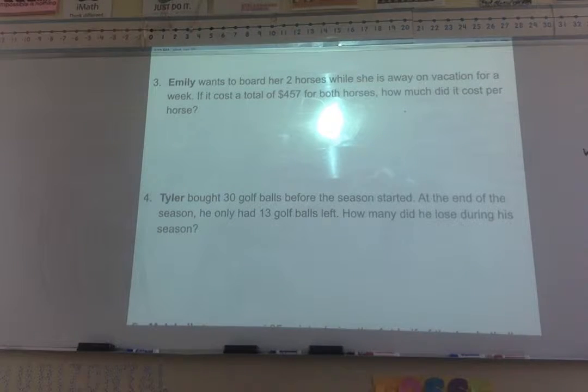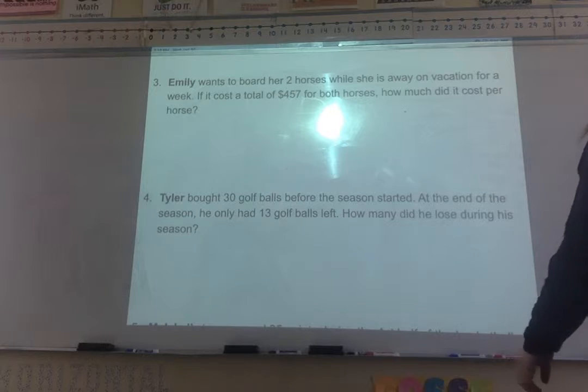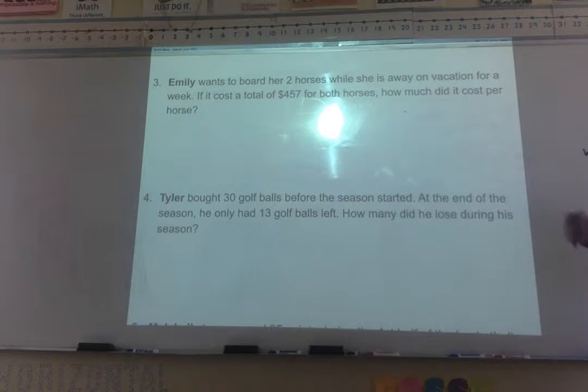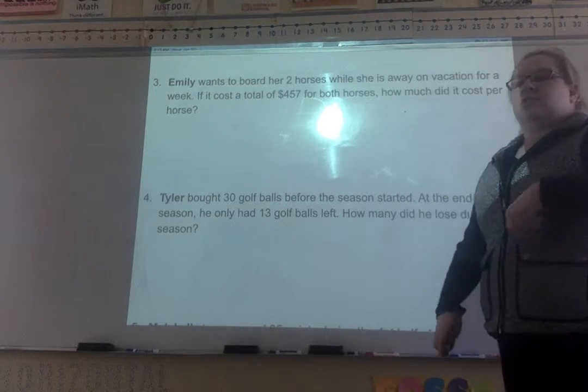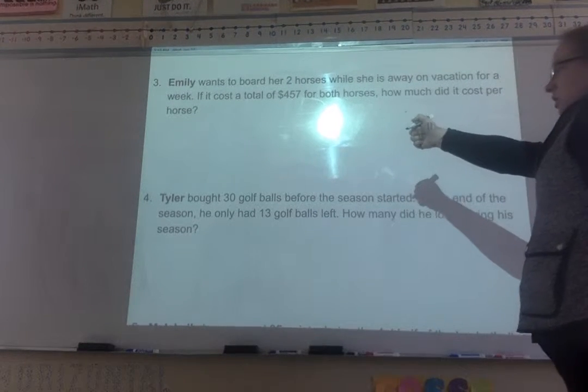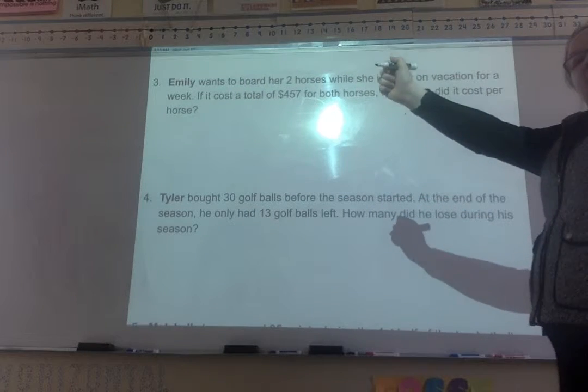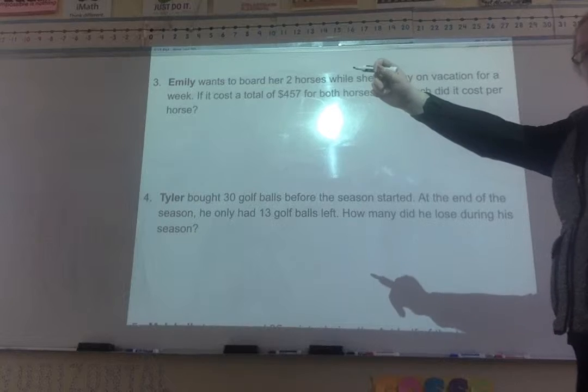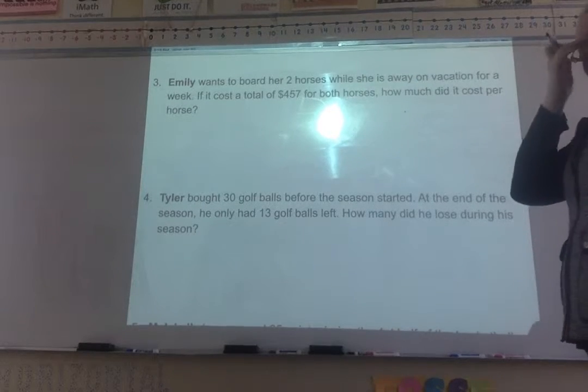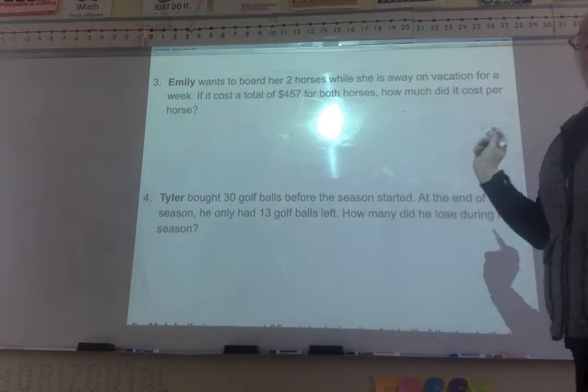Tyler bought 30 golf balls before the season started. At the end of the season, he only had 13 golf balls left. How many did he lose during the season? All right, important numbers. Let's circle those. It's already 17. I can do that in my head. That's true. But now we're going to write it as an equation. It's important. All right. Important numbers.